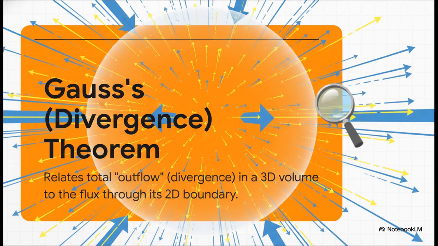We're not talking about swirl anymore. Now we're talking about divergence. Basically, how much a field is spreading out from a point, like a source. And Gauss's theorem says that if you add up all the little sources inside a volume, it will exactly equal the total outward flow, or flux, through its boundary surface.